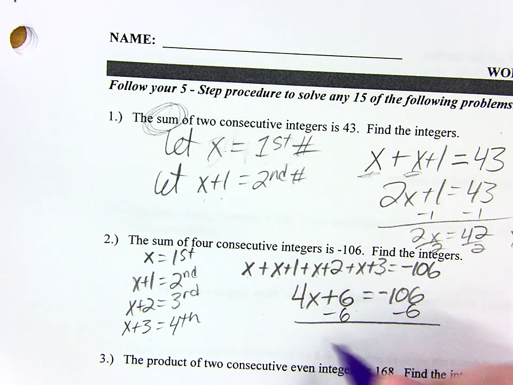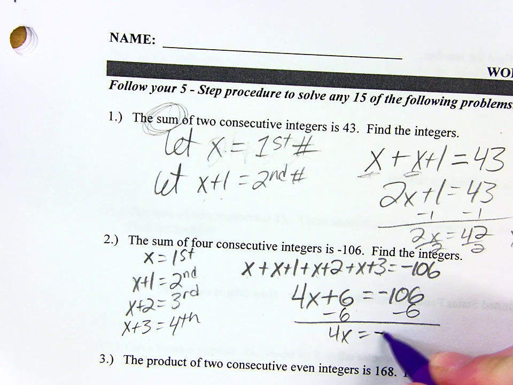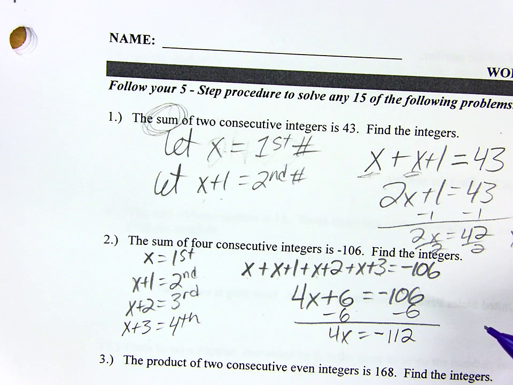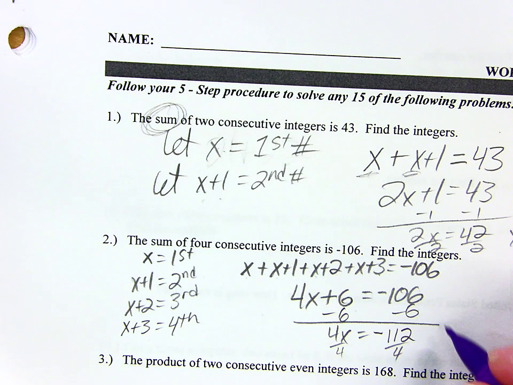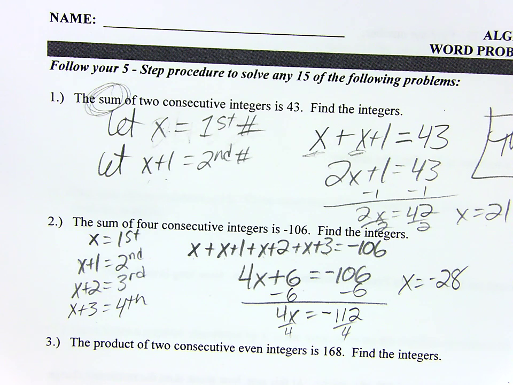Be careful, watch your signs here. Negative 106 minus 6 gets me negative what? 112. Not 100. They're the same sign, so you really got to add them, keep it negative. Divide that by 4. What's that? 28? Negative 28? Now, so did everybody get negative 28 for the first number?